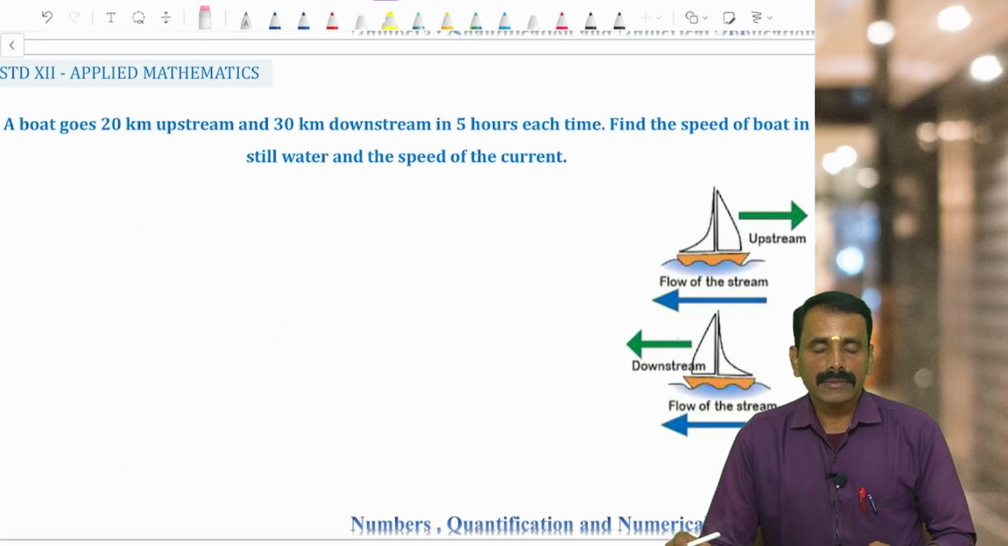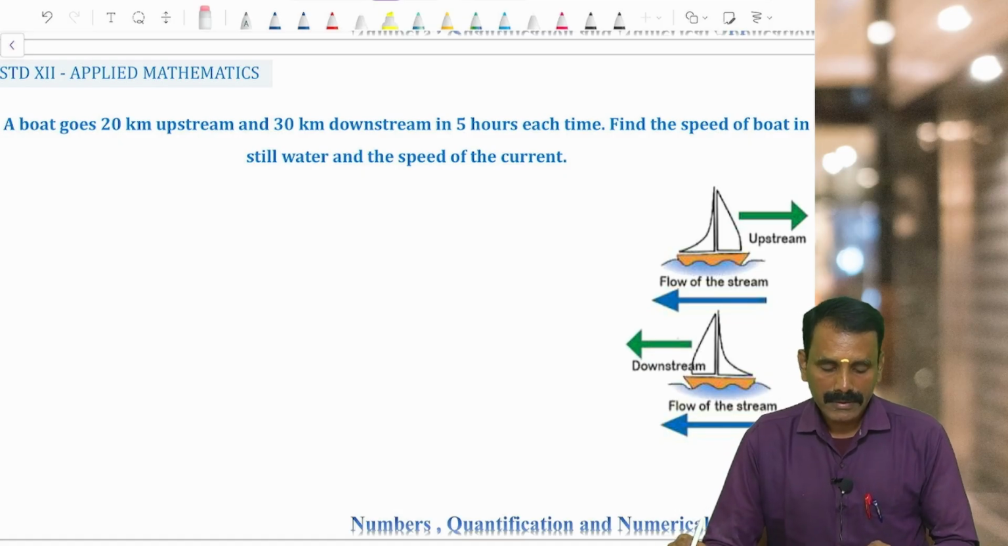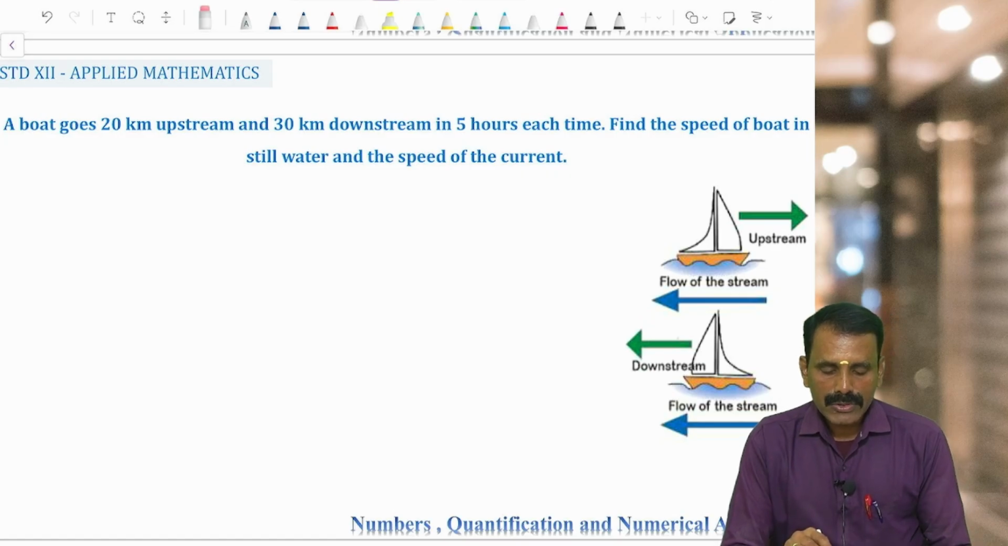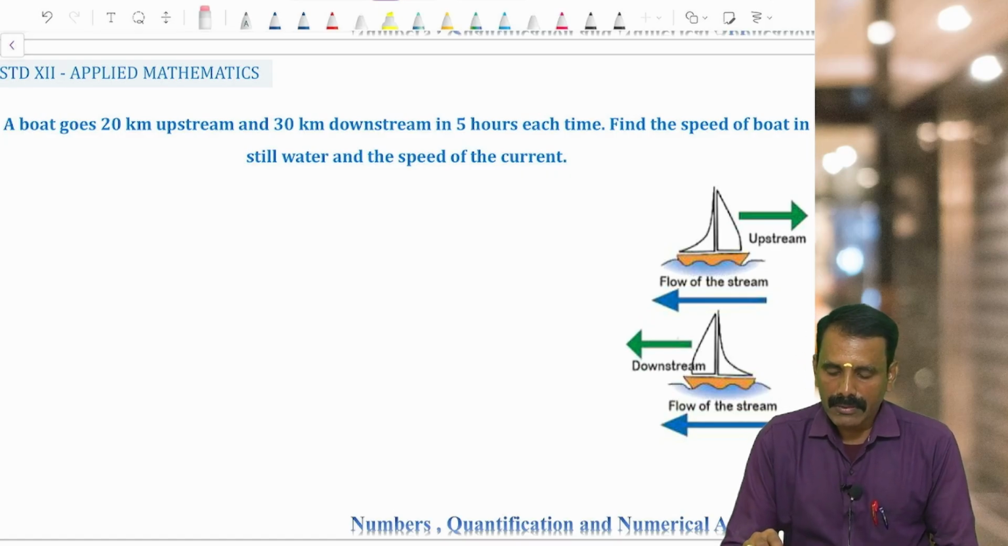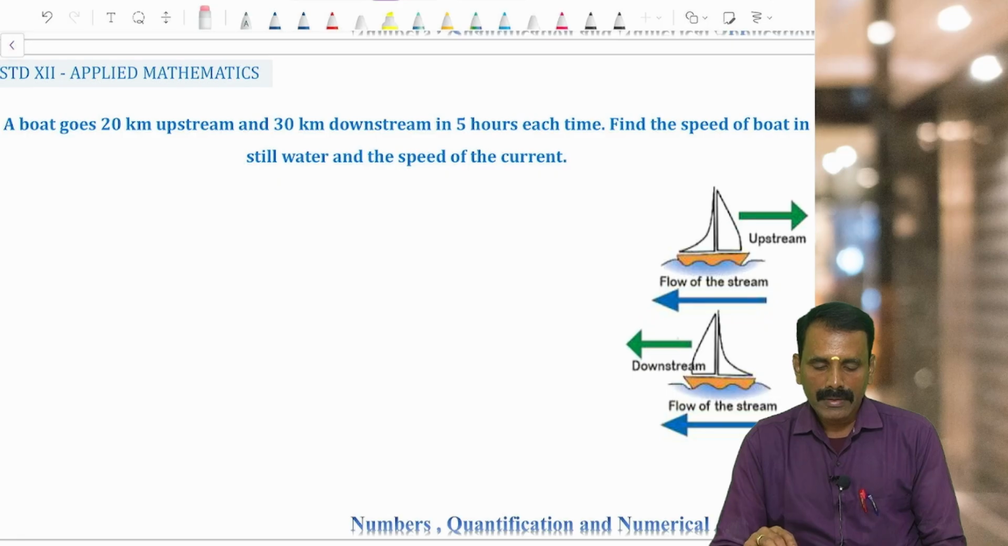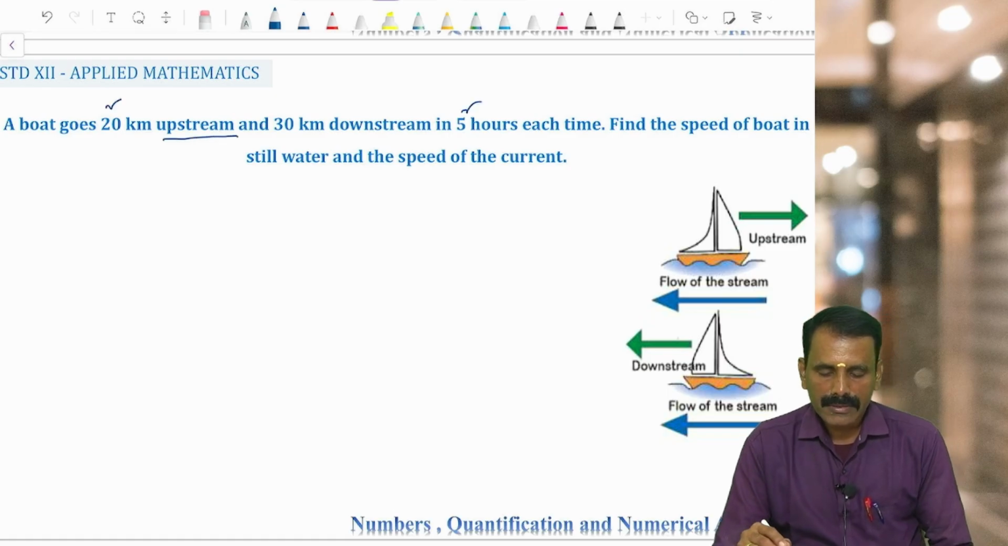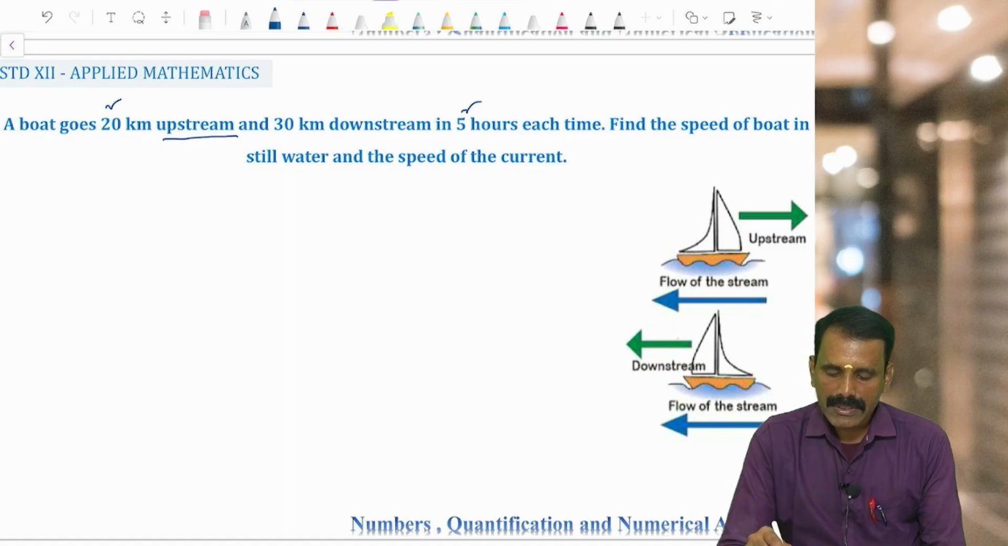We can solve this problem in another method. Alternate method. A boat goes 20 km upstream and 30 km downstream in 5 hours each time. Find the speed of the boat in still water and the speed of the current. Okay. So in the upstream, in 5 hours it covers the distance of 20 km, and in downstream, in the same time of 5 hours it is going to cover 30 km.